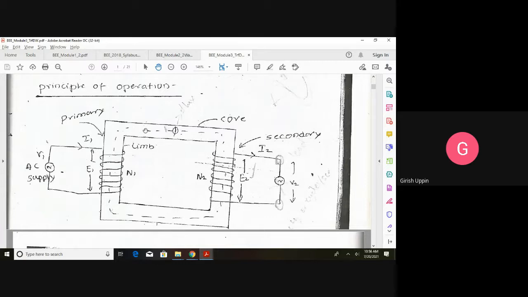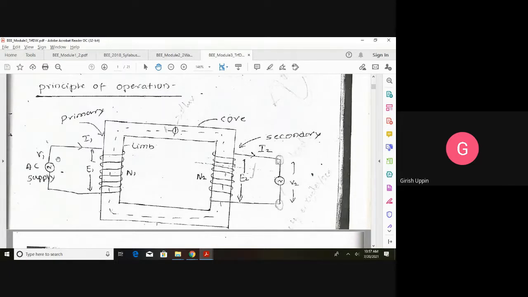On this core, on each limb, on this limb we will have a winding, we call it the primary winding, and on the other limb we will have a similar winding, and we call it the secondary winding. On the primary side, N1 is the number of turns, V1 is the applied voltage on the primary, and E1 is the induced primary voltage. Similarly, these are the two terminals where we connect the load. We don't connect the supply here, we connect the load, and the voltage between those two terminals, V2, is the secondary terminal voltage, and E2 is the secondary induced EMF.